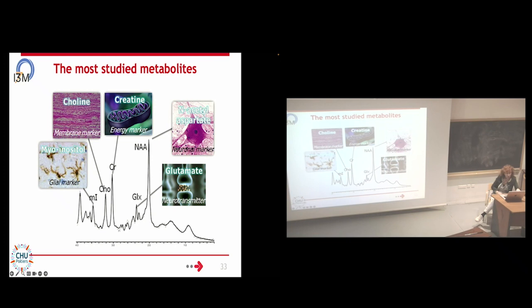And another metabolite is creatine. Creatine is generally used as a ratio. We speak about the ratio between choline and creatine, between MI and creatine. And regarding MI, it's a criterion for dementia diagnosis. If you have a high rate of MI, it's a marker of Alzheimer or other dementia pathologies.